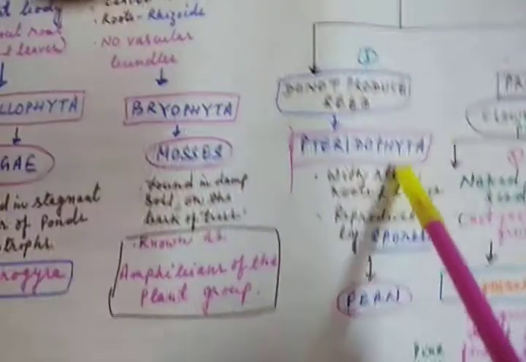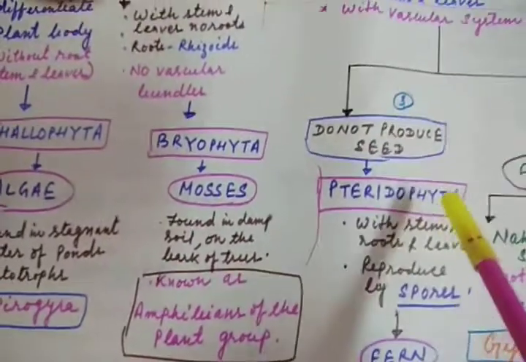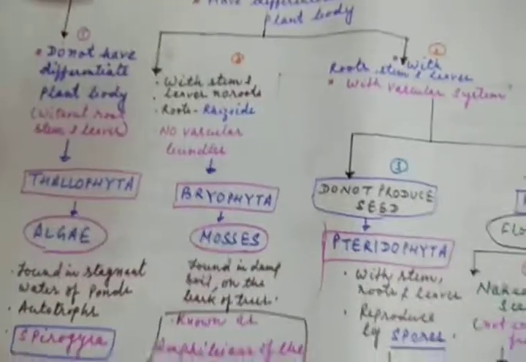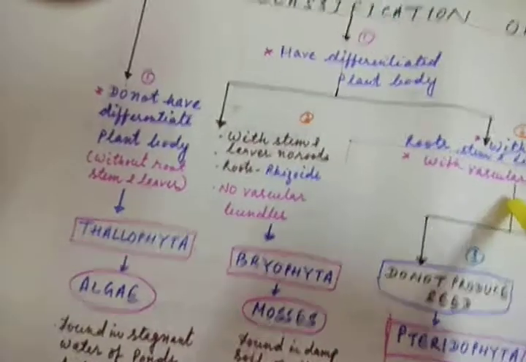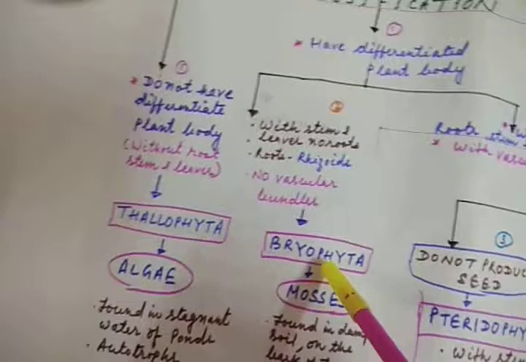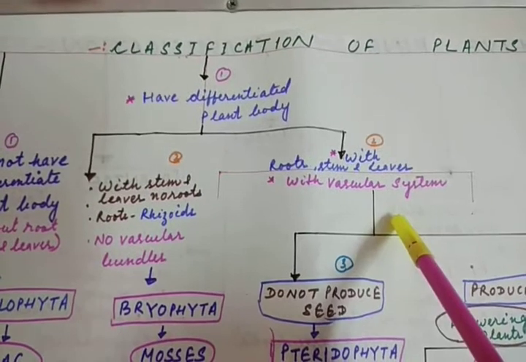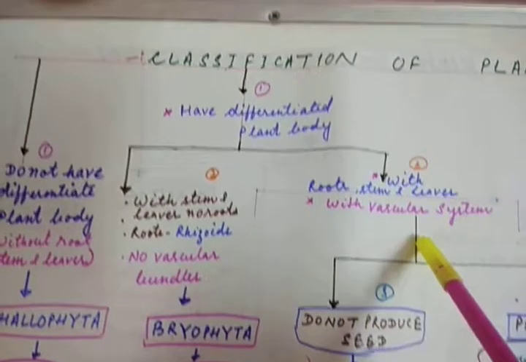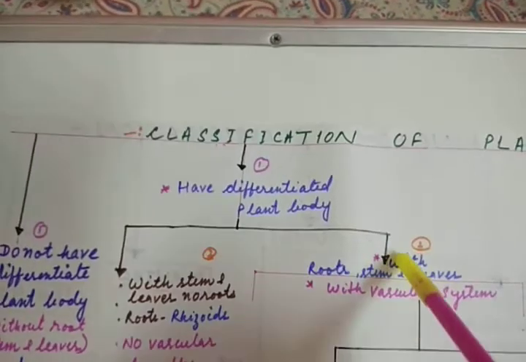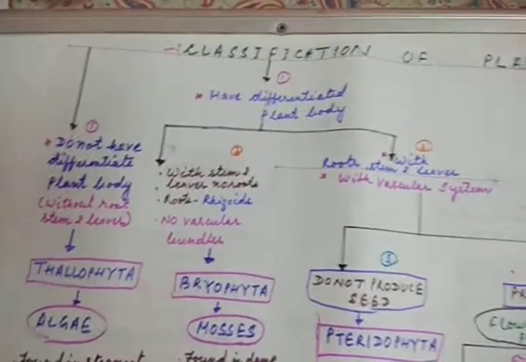We will go to the third category, which is Pteridophyta. And Pteridophyta are what? Ferns, right? Example is fern. What is the difference? They have a well developed vascular system, whereas we saw in Bryophyta they do not have. Here we will find a well developed vascular system, xylem and phloem tissue is present. They are well developed with root, stem and leaf. All three structures are present.